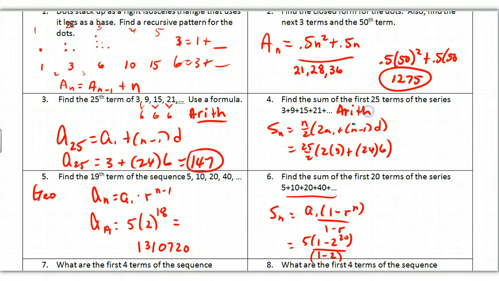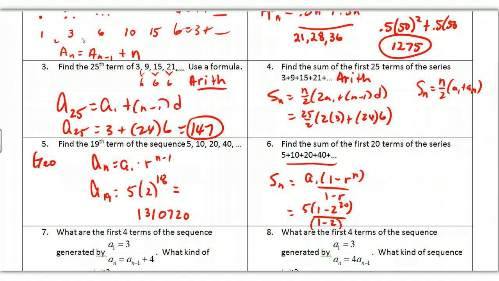So I take the arithmetic sum formula. I do not know the last term. If I don't know the last term, I use this one as compared to this one, right? So I go ahead and plug all this stuff in, and I am going to get whatever value you get there. Okay, you figure that out.